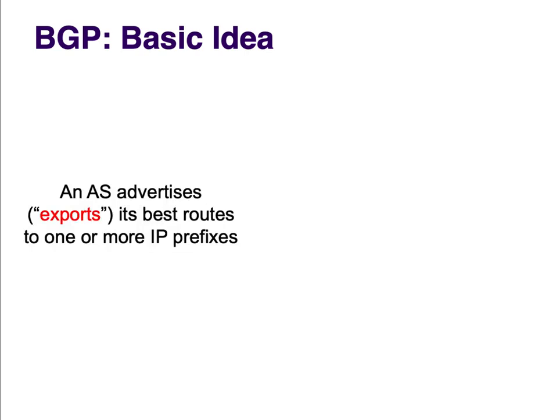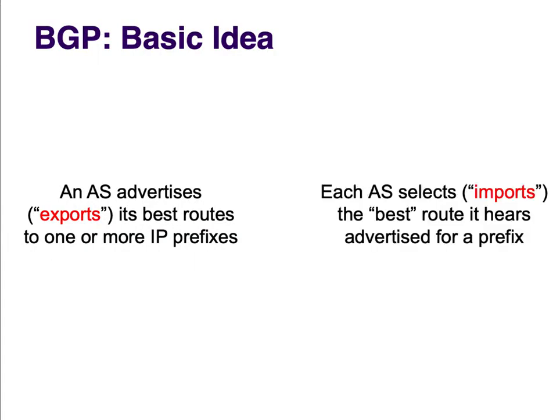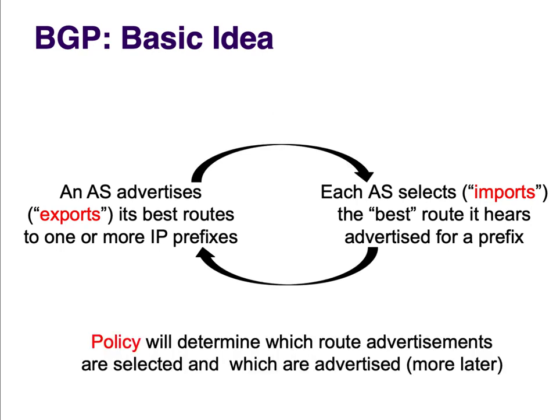So in BGP, we're going to say that an AS, so now a node is an AS, advertises its best route to a prefix. We call this export. This is BGP terminology for advertising. So an AS will export its best routes to all its neighboring ASs. And at the same time, each AS is going to listen to all the advertisements it received, and it's going to select what it thinks is the best route for each advertised prefix. And we're going to go back and forth between those two. This should sound very familiar to you. This is what distance vector did. The change is that policy is going to be implemented in terms of which routes you advertise and which routes you select.